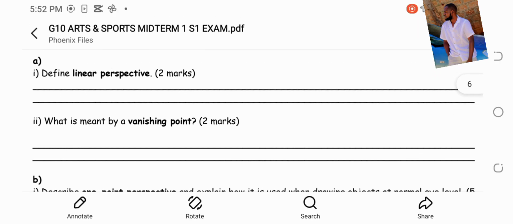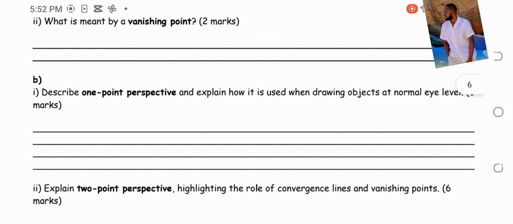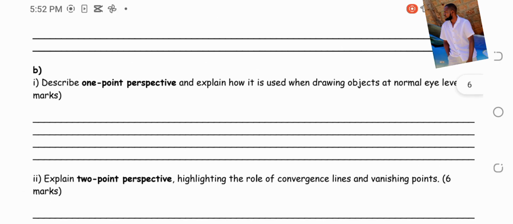Then next question is describe one point perspective and explain how it's used in a drawing. So we can say one point perspective uses one vanishing point and it faces the viewer directly. It is used at normal eye levels. So that's how we can explain one point perspective.